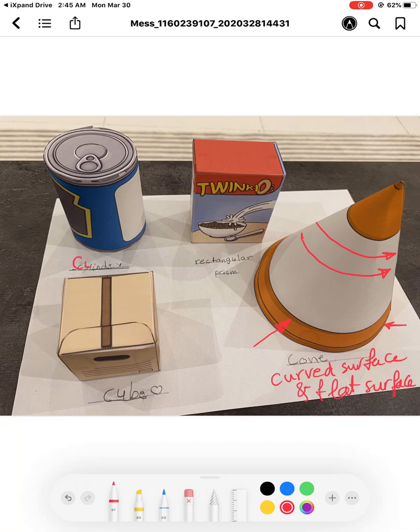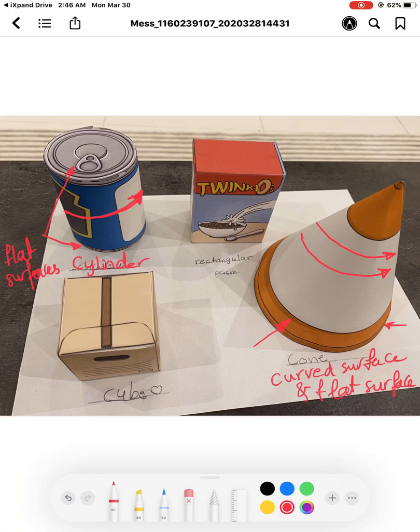This is a cylinder. Okay? What about the cylinder? Excellent! Good job, boys and girls. For a cylinder, we have flat surfaces. Those are flat surfaces. And we have a curved one. So we have both flat surface and curved surface when it comes to the cylinder. Now let's see the rectangular prism.